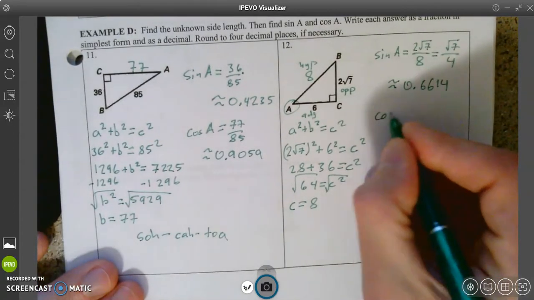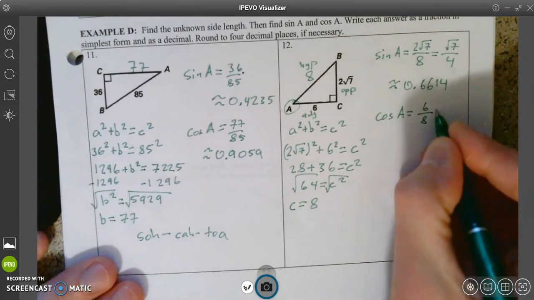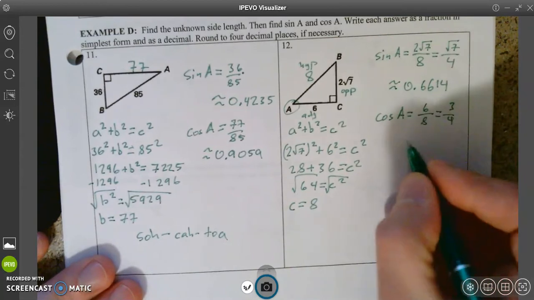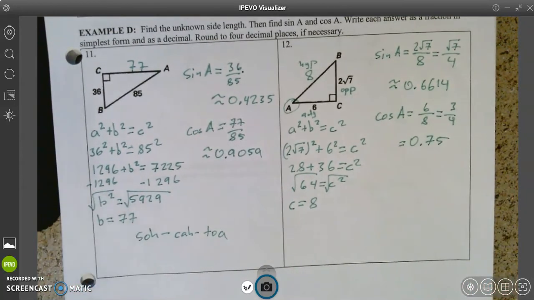If I do cosine of A, cosine is adjacent, 6 over 8. That reduces down to 3/4. And 3/4 is exactly 0.75. You have enough to work on the homework now.